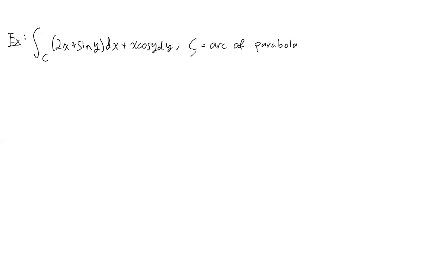And C is the arc of the parabola y equals 1 minus x squared from (0, 1) to (1, 0). Now, if you draw the figure for this thing, you can see what this looks like. That parabola in question, (0, 1) to (1, 0), looks something like this. So there's our curve C.